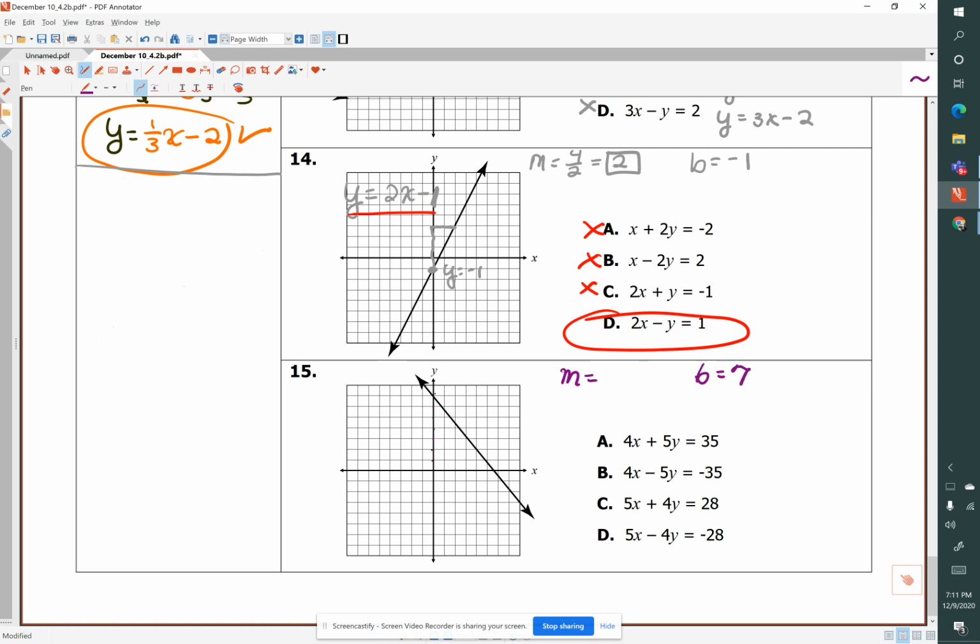And our slope appears to be, we have a point here and a point here. So we're going to go down 1, 2, 3, 4, 5. So we have negative 5 over 1, 2, 3, 4 over 4. So we're looking at y equals negative 5 over 4x plus 7. That's what we need. So let's start with A.